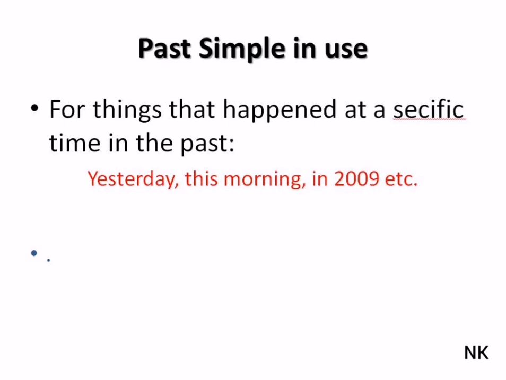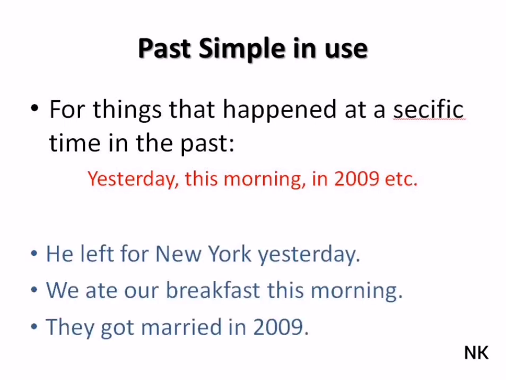Let's have a look at the past simple in use. We use the past simple for things that have happened at a specific time in the past. So we need to know when it happened. Yesterday, this morning, in 2009. He left for New York yesterday. We ate our breakfast this morning. They got married in 2009.